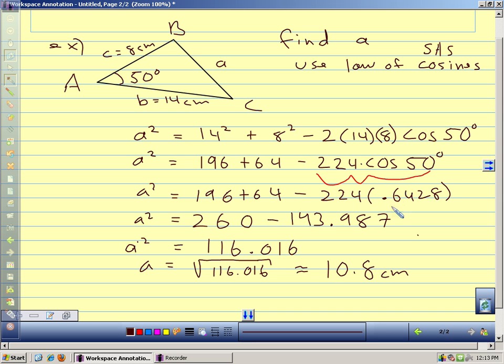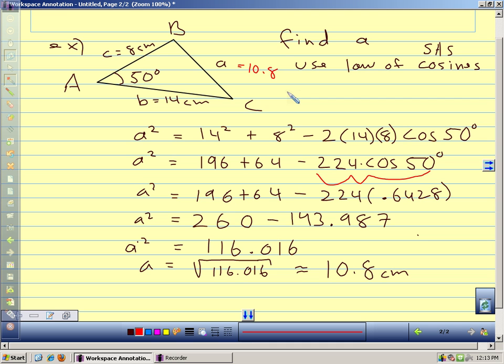So 2 places where people make mistakes. They forget to keep these two together, that these two are multiplying, and at the end we forget to take the square root. We have to make sure we're taking the square root at the end because we're solving for a squared. So now we know that a equals 10.8.